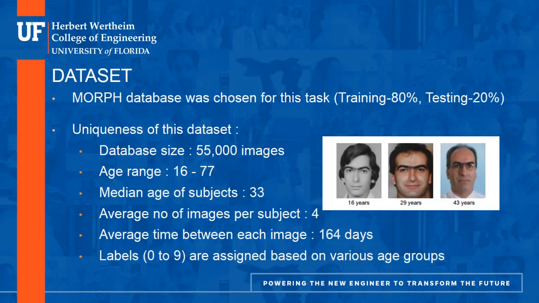For this task, we use the Morph database because it contains 55,000 images, so it is sufficient to train the model effectively. One of the uniqueness of this dataset is that the age range of the individuals in this database is from 16 to 77, with a median age of subjects of 33. The average number of images per subject is 4, and the average time taken between each image is 164 days. Based on various age groups, we assign labels starting from 0 to 9, which will be seen in the later slides.